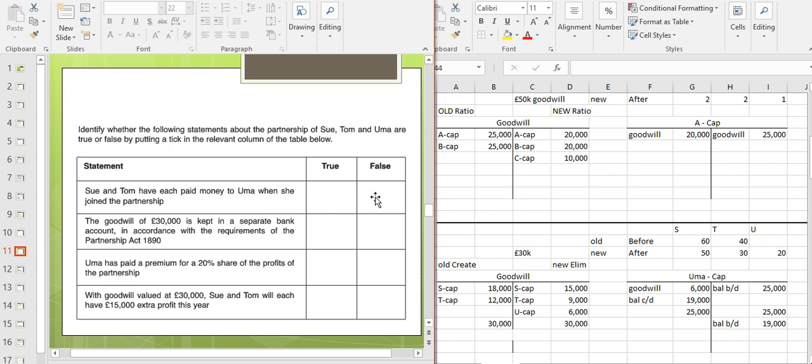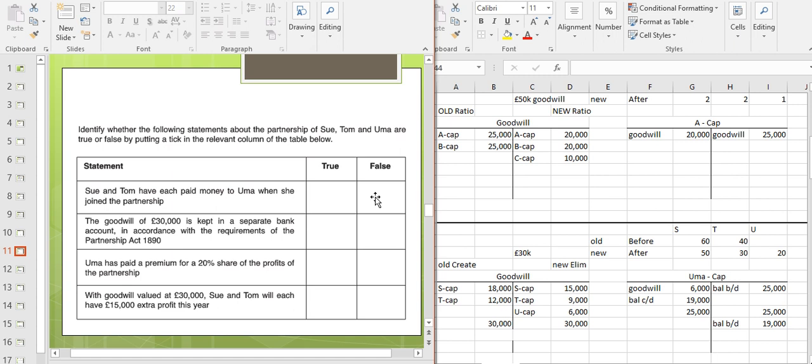Question 2. The goodwill of 30,000 is kept in a separate bank account in accordance with the Partnership Act. Okay, goodwill is a book transaction. It is a paper transaction, i.e. it stays on the books. The transaction itself, goodwill on a financial position, is a book transaction. It's a T account transaction. Okay, it's a paper transaction. It's not an actual transaction. Okay, the only time it is a transaction is when the business is sold and they receive the money, and that money comes into the bank.